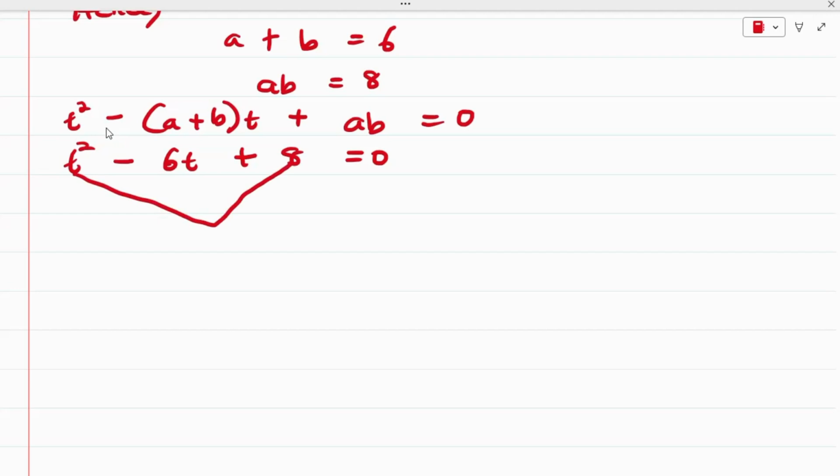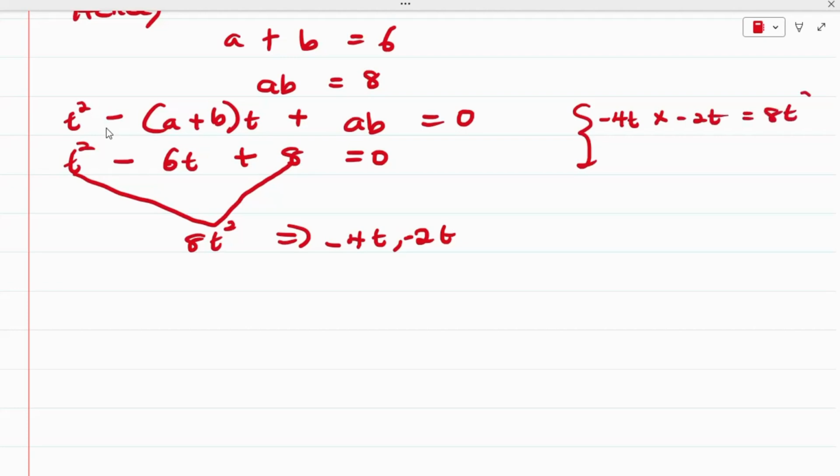So factorizing this, we multiply the first and the last terms, which makes it 8t squared. So think of numbers that when you multiply them, give you 8t squared, and when you add them, give you minus 6t. We have those numbers to be minus 4t and minus 2t. So minus 4t multiplied by minus 2t gives us 8t squared, and minus 4t minus 2t gives us minus 6t. So we have t squared minus 4t minus 2t plus 8 is equal to 0.